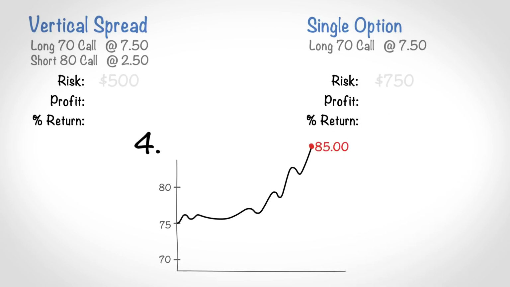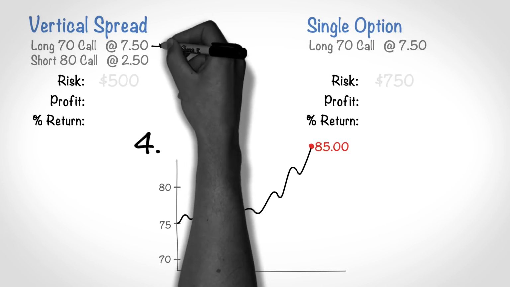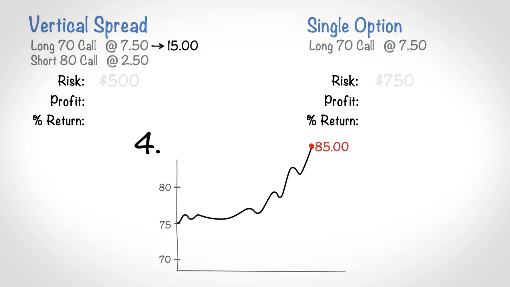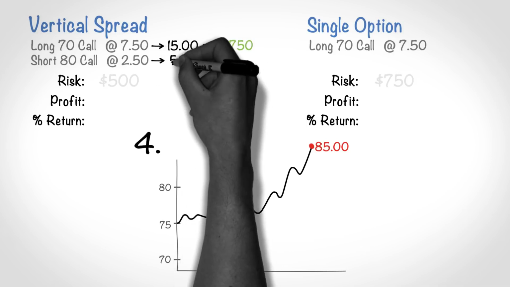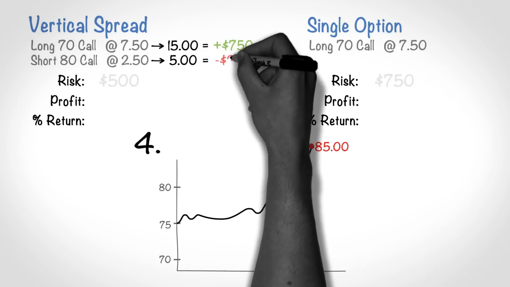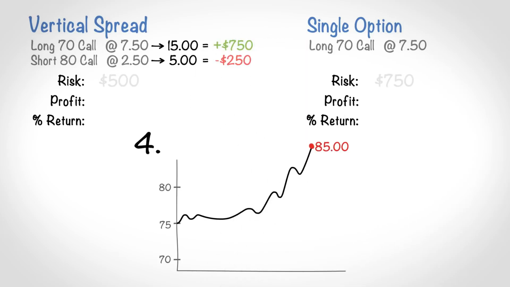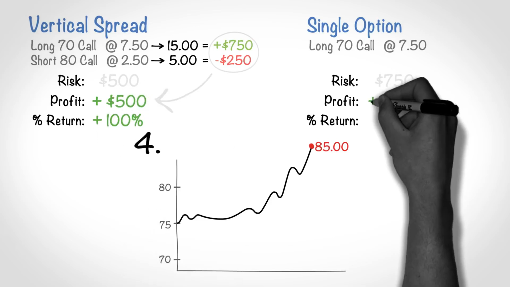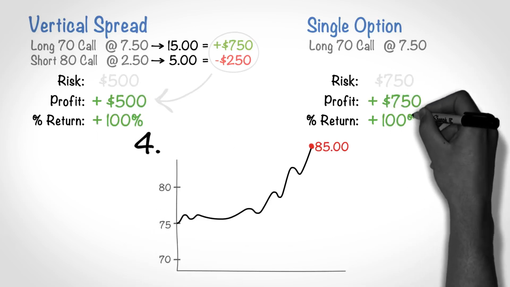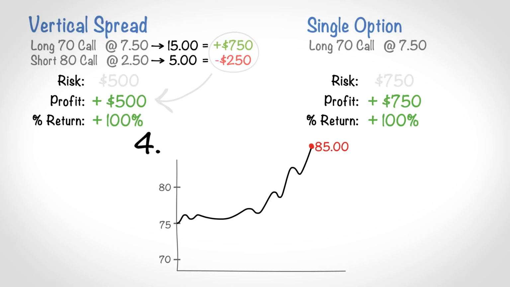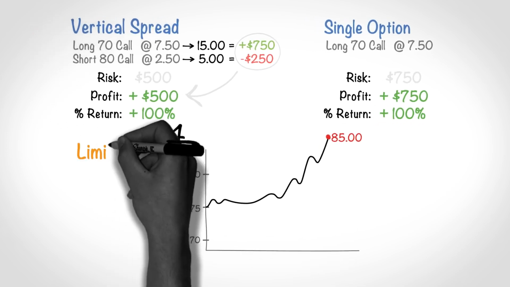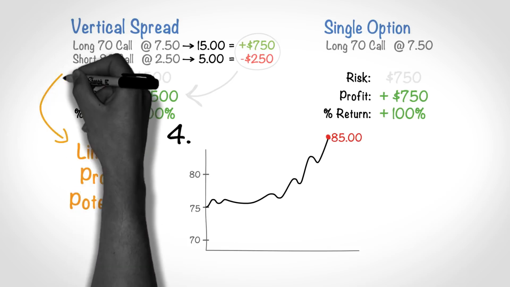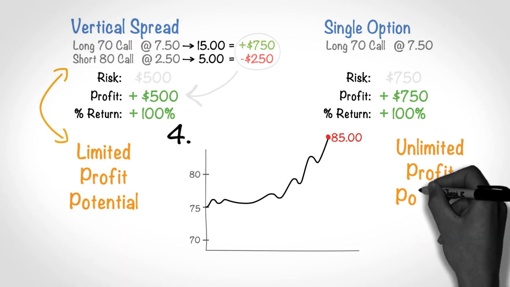For the vertical, the 70 call we bought for $7.50 would now be worth $15, providing us with a profit of $750 on that leg. And the short 80 call we sold at $2.50 would now be worth $5, resulting in a loss of $250 on this leg of the trade. So our net profit is only $500 as opposed to $750 if we would have just bought the call. So that's the only downfall with the vertical spread, is that it has limited profit potential, whereas buying the naked option allows us unlimited profit potential.